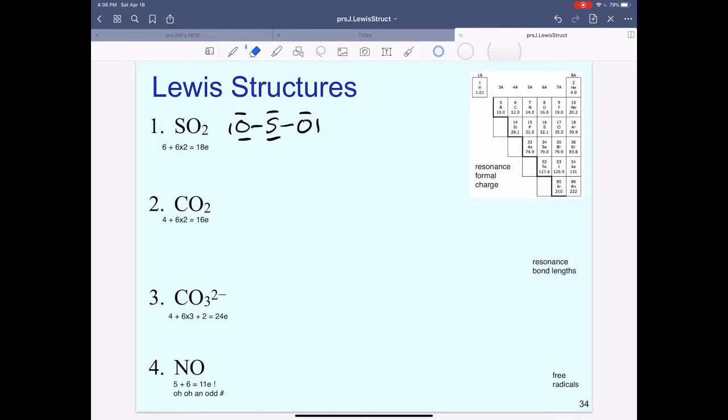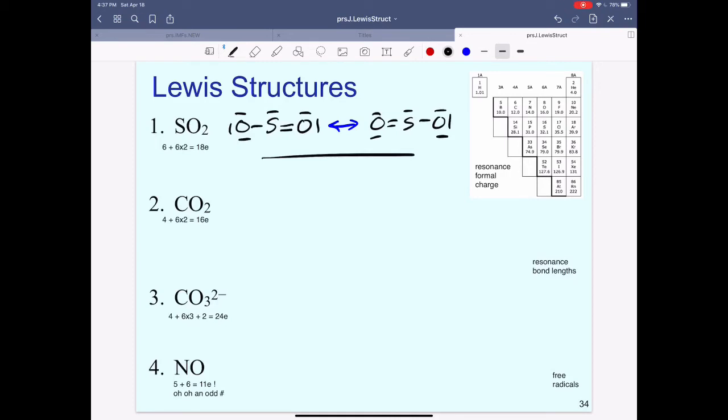That means we'll need to erase one of these lines and put it in as a double bond. Now this, of course, is a resonance structure, and so you could redraw this structure with the double bond on the opposite side. Either one is acceptable, and if you were asked something about bond length or asked explicitly to draw a resonance structure, you would want to do this.